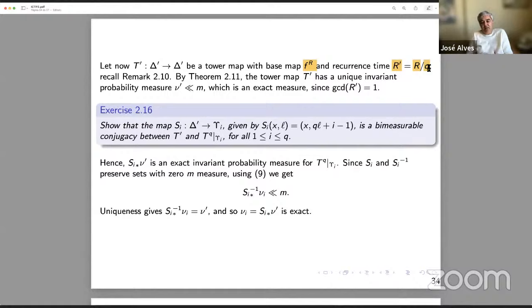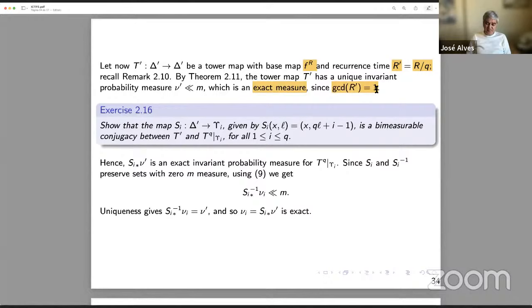And see that since Q is the greatest common divisor of the R's, these are still positive integer numbers. And as I have observed, the tower construction can be performed. Since these R primes are still constant in the elements of the partition of the Gibbs Markov map F power R, the tower construction can also be performed in this case. And so this new tower, by the theorem that we have seen on the existence of equilibrium measure, also has a probability measure. And now this measure for the new tower is exact because the greatest common divisor of the R primes is now equal to one.